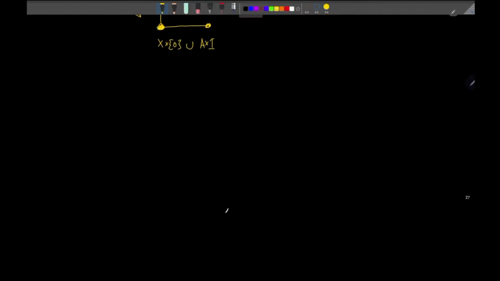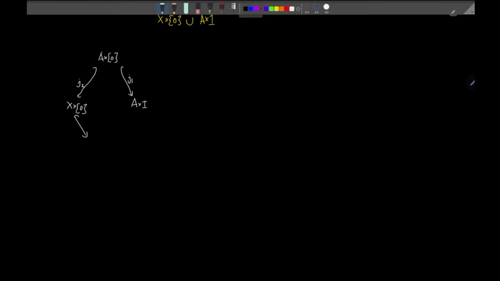So okay, so far, what did we do for ourselves? We have this space A cross 0. We injected it via J1 to A cross I. We injected it via J2 to X cross 0. And we injected both of them by these maps, J3 and J4, into this. And this diagram commutes, or so we claim.